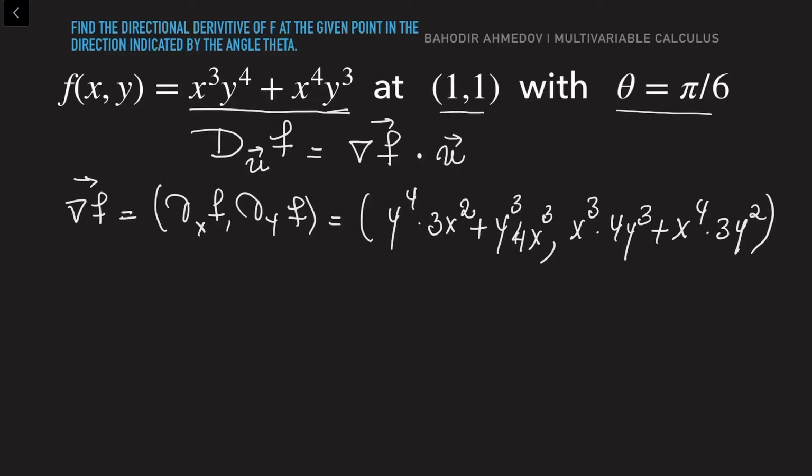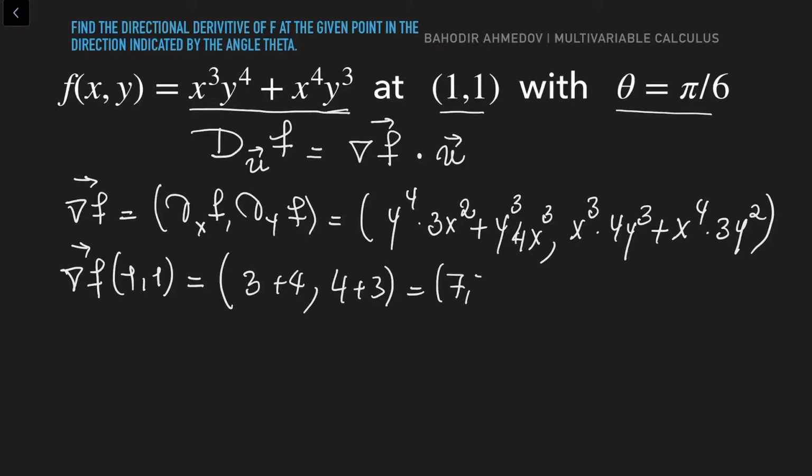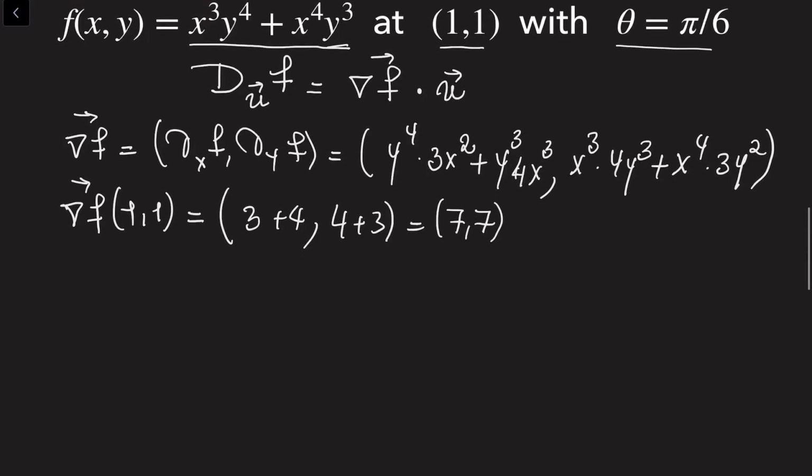Okay, so we need to evaluate the gradient vector at this point (1, 1), since we need the directional derivative at this point (1, 1). So I'm just going to substitute x equals 1 and y equals 1 and evaluate everything. It's going to be 3 plus 4, and the second term is as well 4 plus 3, which is going to be simply 7 and 7. So now we need to find this vector u.